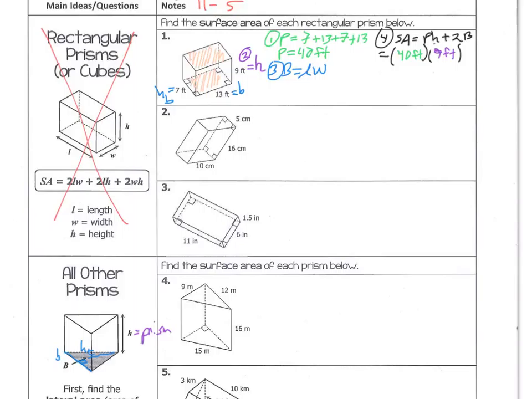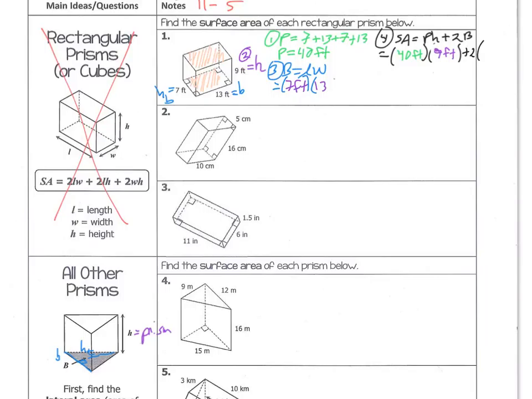So then plus 2 times big B. Well, my big B, oh, we never found it. Oops, I totally skipped ahead. Let's find big B really quickly. So big B, we're going to put in 7 feet times 13 feet.